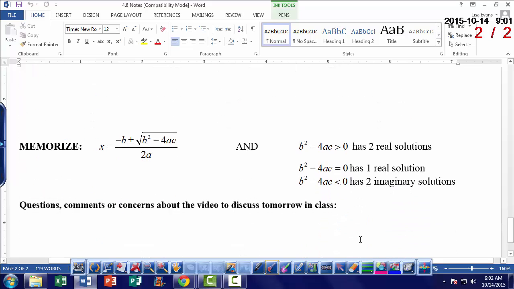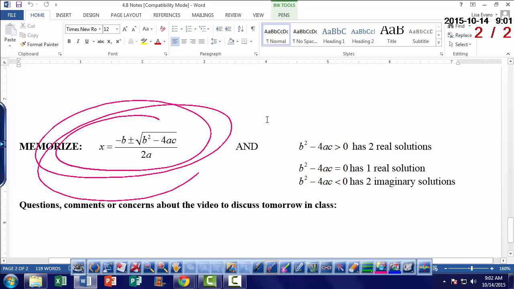Okay, welcome back. I want to make sure that you have all of this information memorized, the quadratic formula, and what happens when we get solutions to the discriminant.